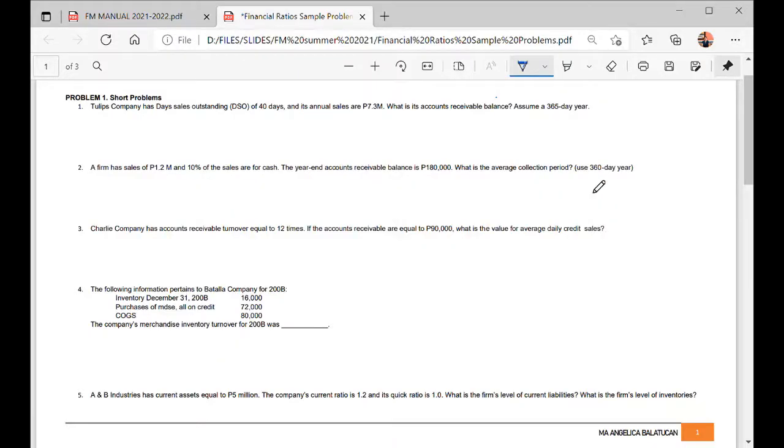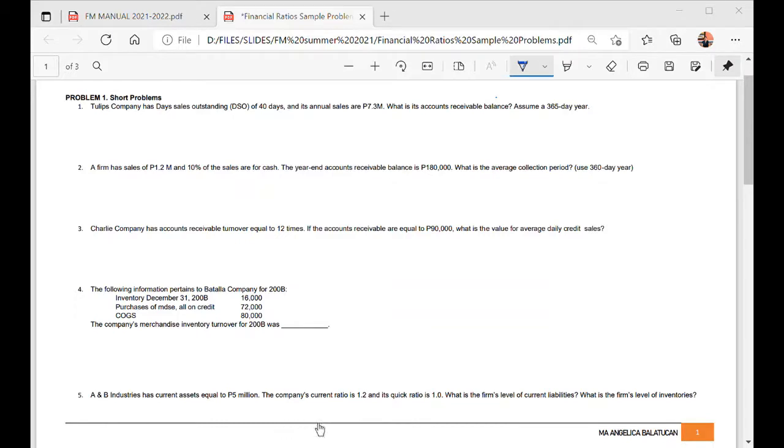Okay, so for today, we are going to answer problems in financial ratios. I'm only going to pick up six short problems here, and then one comprehensive but short question, and we also have one comprehensive question with so many requirements. So the first part would be the short problems.